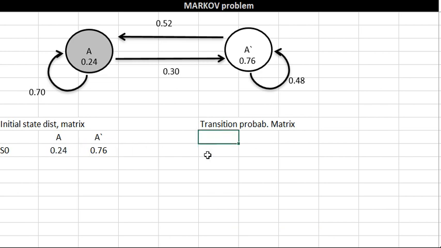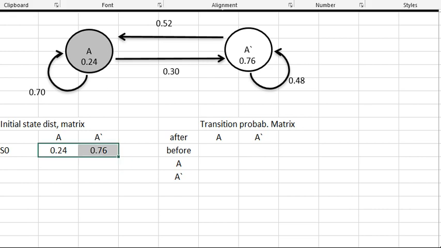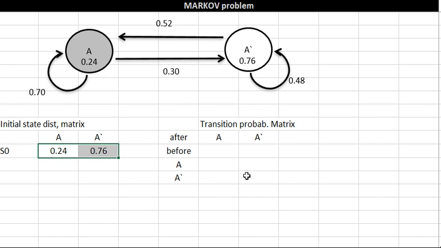Your transition probability matrix has two parts. We have the before and we have the after. Before, A and A prime, then after, A and A prime. How could we create the matrix? Paano natin gagawin yung matrix? We'll just look at your initial diagram. Titingin lang tayo dito sa diagram na ito.